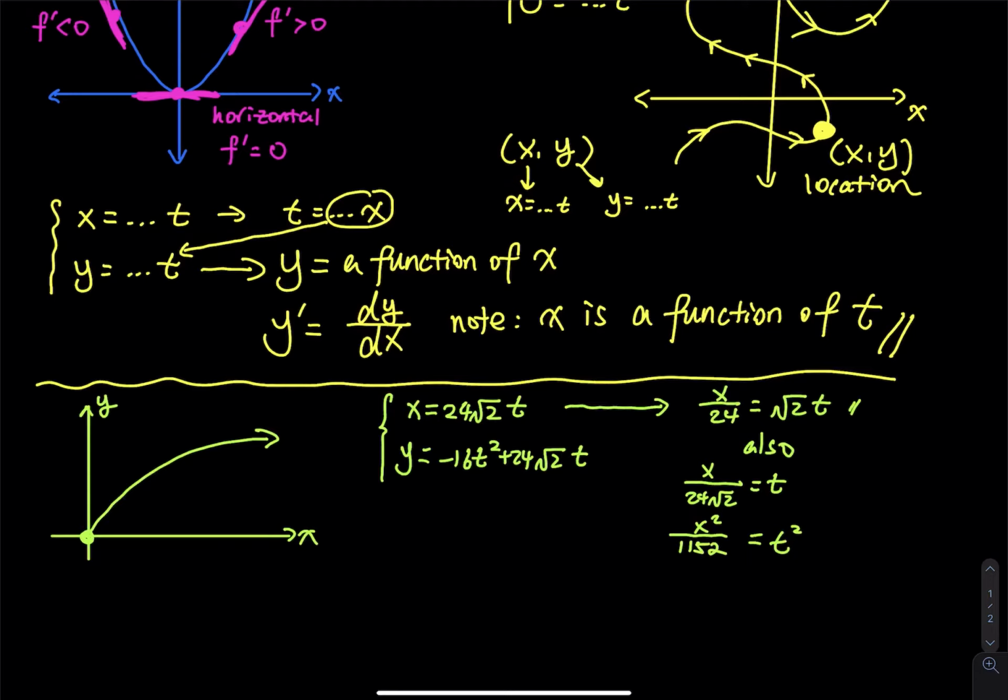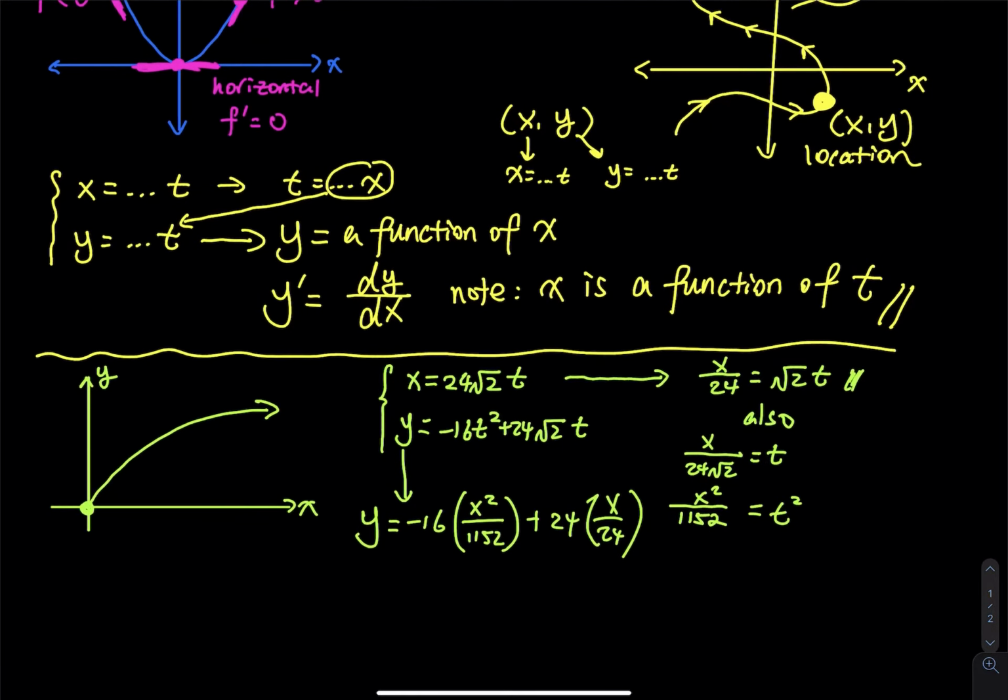So now we just prepare all the ingredients for the conversion. So let's rewrite this y. So y is equal to negative 16 t squared, I just got it. So that is x squared divided by 1152. And then you square that because that is a t squared. Oh, actually you don't need to. This t is already squared. And then you add 24. So now, do you see that the 24 root 2 t, I just got that right here. So 24 times x divided by 24. We don't need to simplify this at all. So this one is y in terms of x, right?